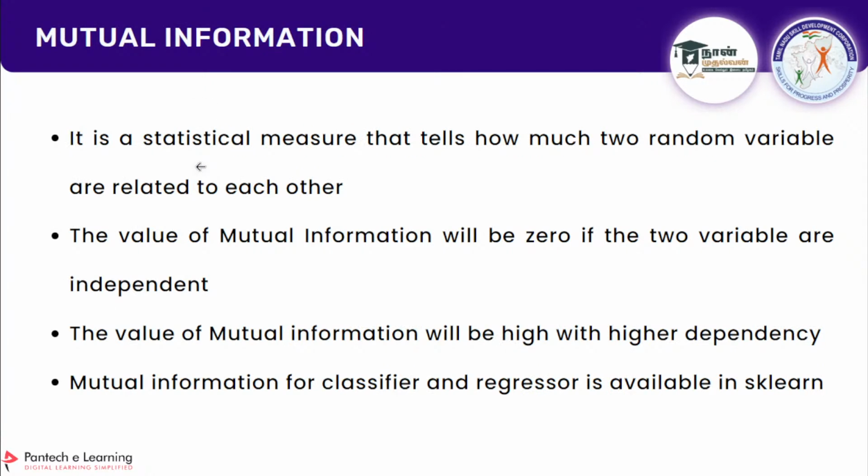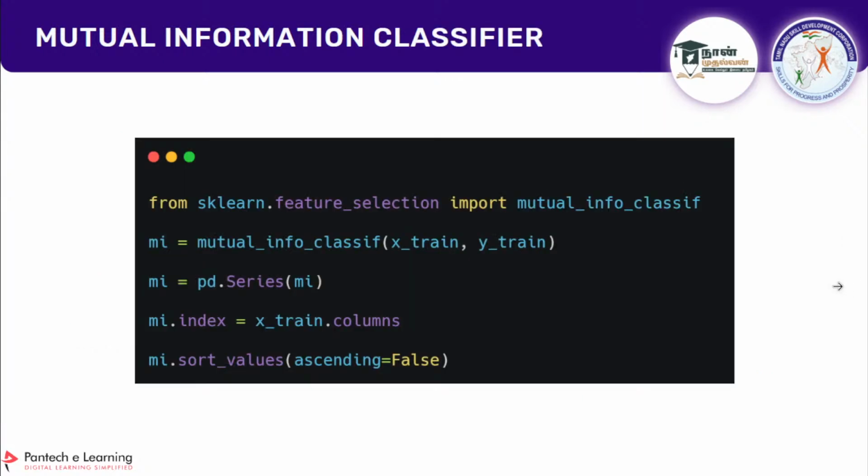It is a statistical measure that tells how much two random variables are related to each other. The value of mutual information will be 0 if the two variables are independent, and the value will be high based on their dependency. Which means if there is no relation, this value is going to be 0, and if they are highly related, we are going to get some high value. This mutual information for classifier and regressor is available in sklearn.